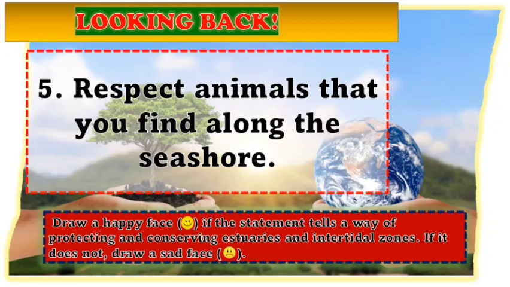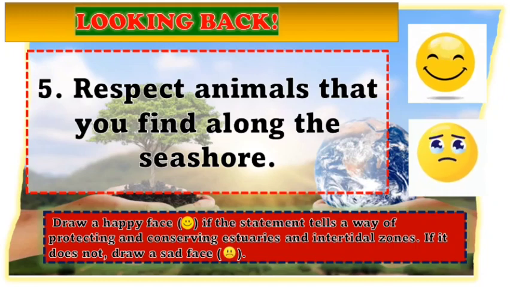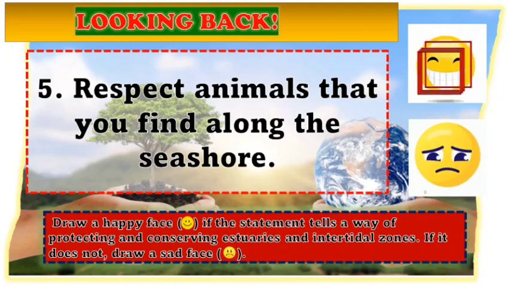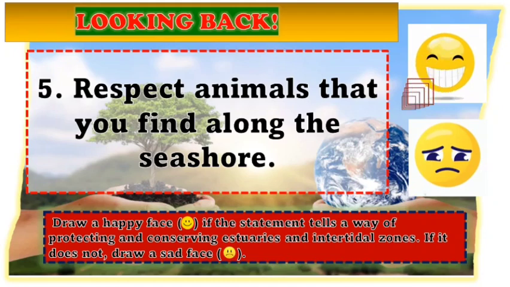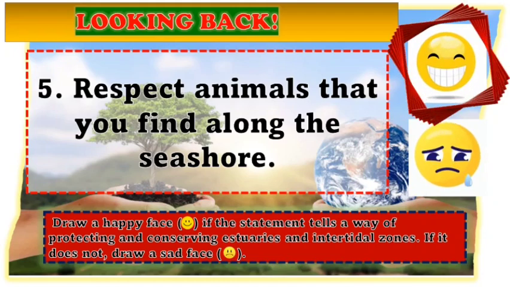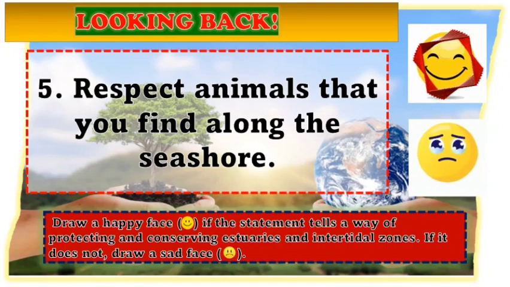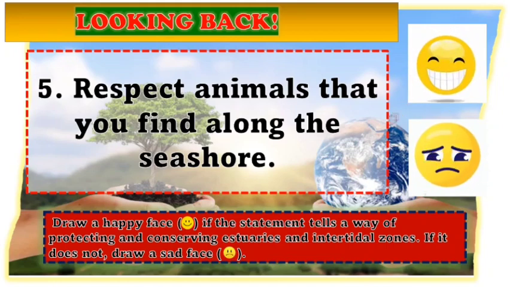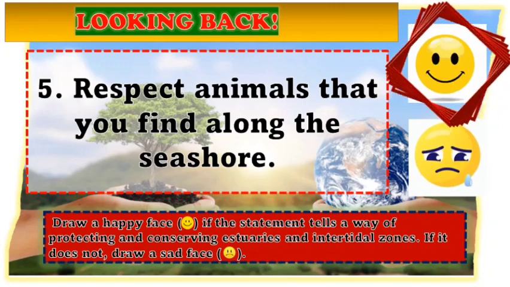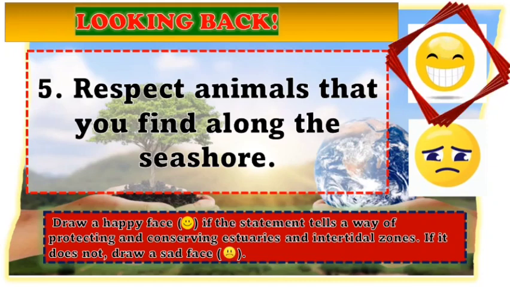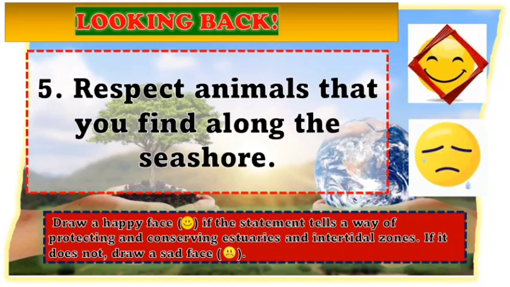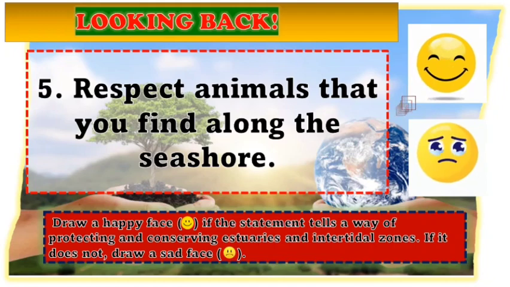Respect animals that you find along the seashore. Is that a happy face or a sad face? So that is a happy face. Kailangan natin pabayaan pag meron tayong nakitang mga turtle, pawikan, or whatsoever na nandyan sa seashore, or anumang animals, we should respect them. Huwag natin silang agad-agad na kukunin. So that is how we protect and conserve our environment, especially our estuaries and intertidal zones. This time, let's now proceed with our topic, which is about motion.